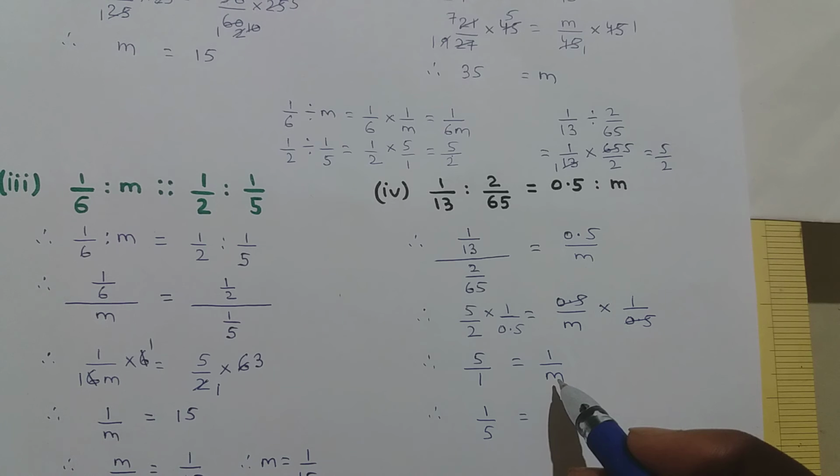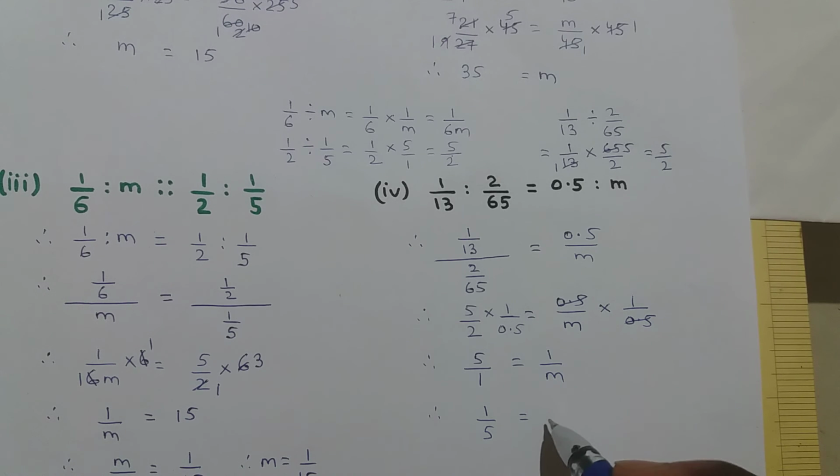And when I take the reciprocal of the right hand side of the equation, it will become m upon 1. So we get 1 upon 5 is equal to m upon 1. And from here we can find what is m. M upon 1 means m. So the right hand side of the equation is m.